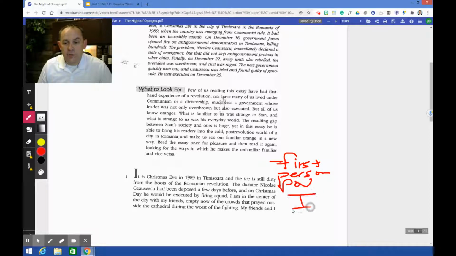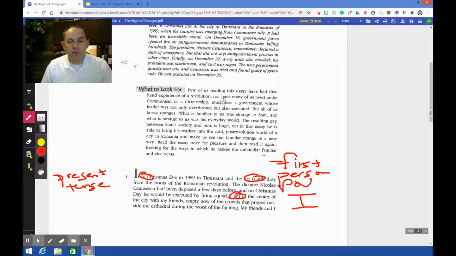And so that uses pronouns like I. I also wanted you to notice that it is written in present tense. So we talked about that a little bit yesterday in our discussion, that even though it's about a past event, he opts for the present tense. And so one of the things you'll do in essay 1 is write a first-person narrative using present tense about a past event. And so you may never have done that before.